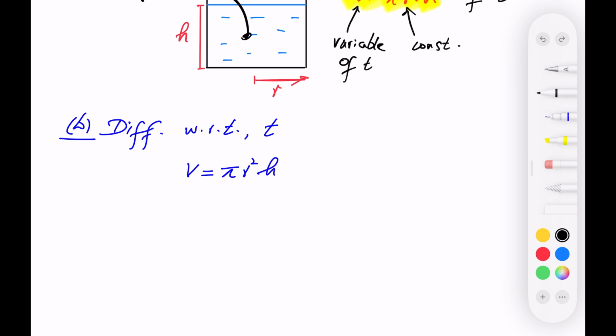Remember, if I had to differentiate y with respect to x, it was just dy by dx. So likewise, if I have to differentiate v with respect to t, it will be just dv by dt. We know pi r squared, that quantity is a constant. Therefore, it can be factored out according to the second property of differentiation. And then I need to differentiate h with respect to time. Once again, h is a first order variable. Therefore, it will be just dh over dt.